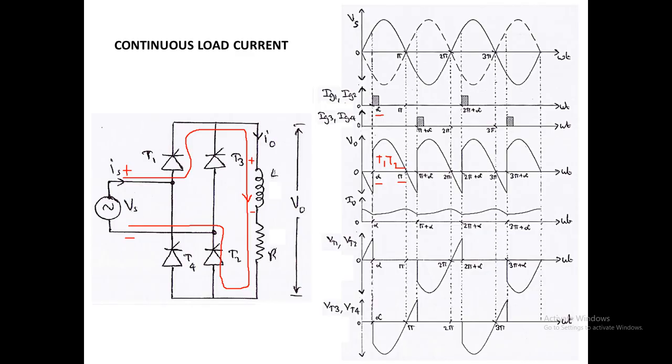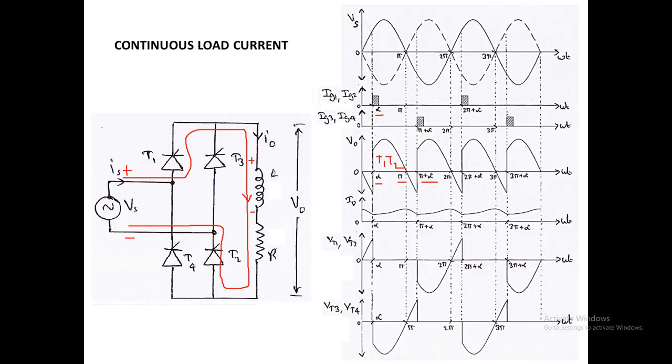Then at the angle pi, that is 180 degrees, T1 and T2 tend to reverse bias and tend to turn off, but they will not turn off since the inductance will not allow a sudden change in current. The inductance stored energy has to be dissipated before the conduction of the next pair of thyristors. So from pi to pi plus alpha, the energy will get dissipated.